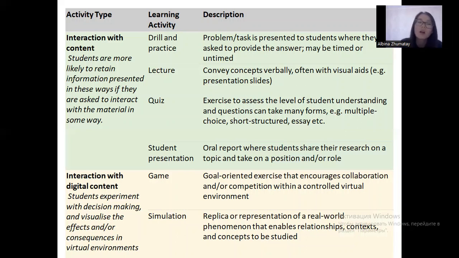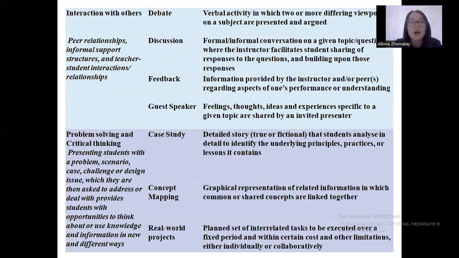The third one, interaction with others, like peer relationships, informal support structures, teacher-student interaction, and of course relationships. Learning activities can be debate, discussion, feedback, guest speaker, and so on.